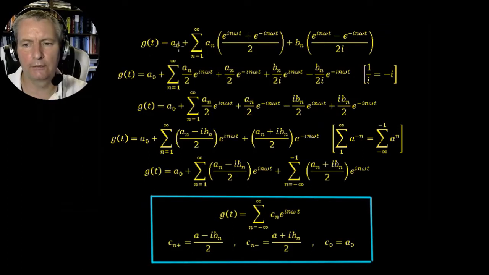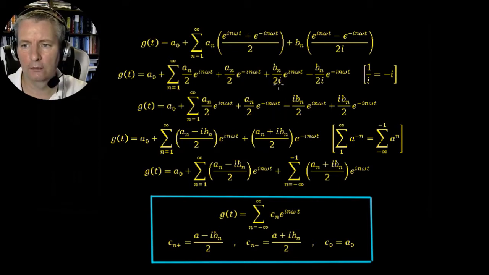So we have g of t equals a0 plus the sum from n equals 1 to infinity of an, and we replace the cos n omega t with this term here. And we've got bn, and the sine n omega t gets replaced with this term here. Now we just multiply out those terms and we get these four terms here. So there's 1, 2, 3, 4 terms. We then note that 1 upon i is the same as minus i, so the first two terms remain the same, but the second two terms change.